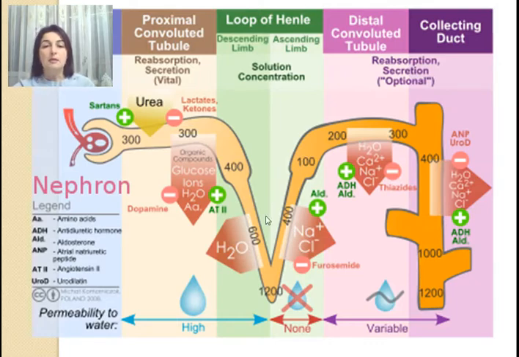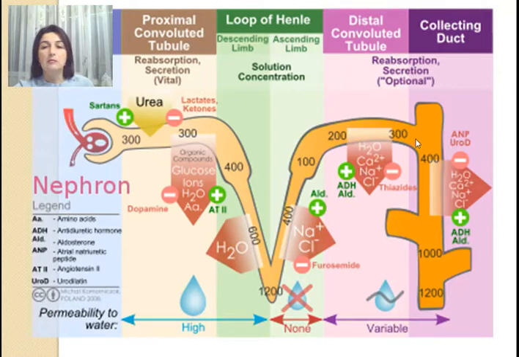So in this picture we can see that reabsorption is a complex process. It is influenced by many factors. In the proximal tubules, we are seeing the process of obligate reabsorption. But in distal parts, we can see the absorption which is optional. So in the first part, the reabsorption is vital, and secretion of lactates, ketones, and also urea will be released.